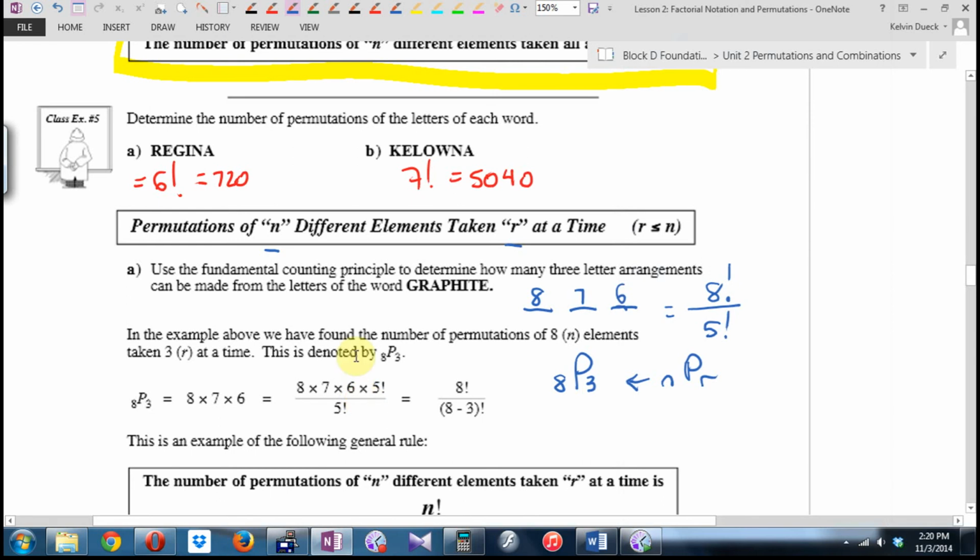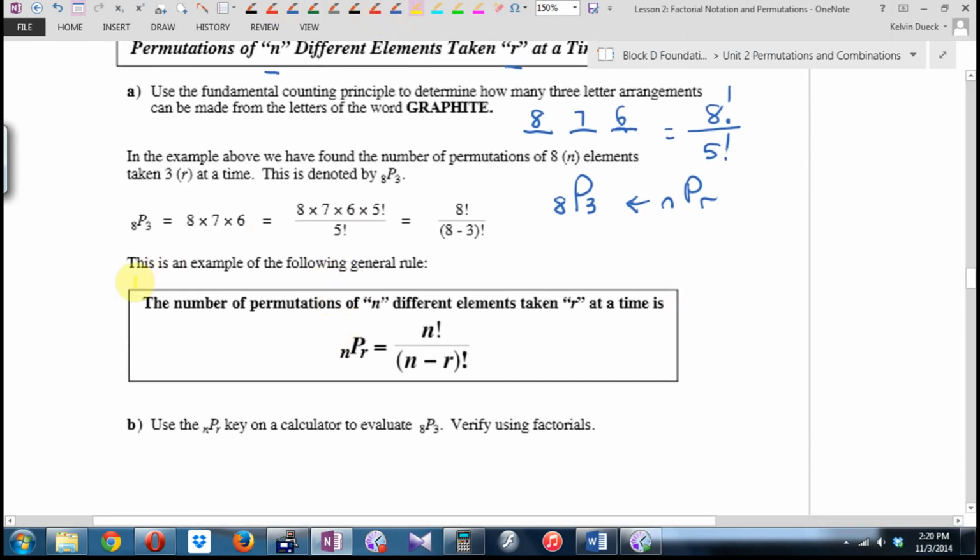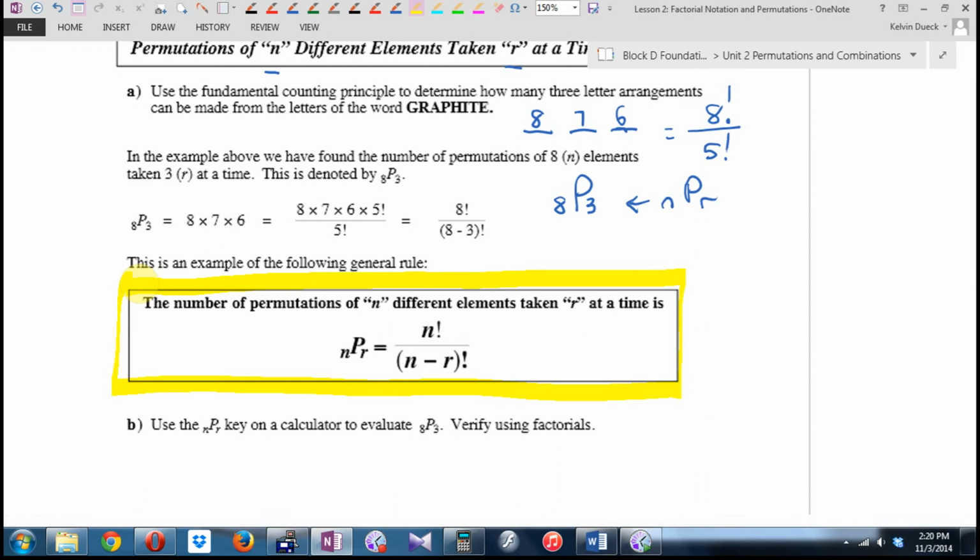This is an example of the general rule. Ta-dam! The number of permutations of n different elements. If you're not taking all of them, but Kyle, you only want to pick r at a time, it's nPr. And as a formula, it's n factorial divided by n minus r factorial. Say what? Look up, Rachel. It's 8 factorial divided by, what's 8 take away 3 in your head, Rachel? That's where the 5 came from. It's n factorial divided by n minus r factorial.